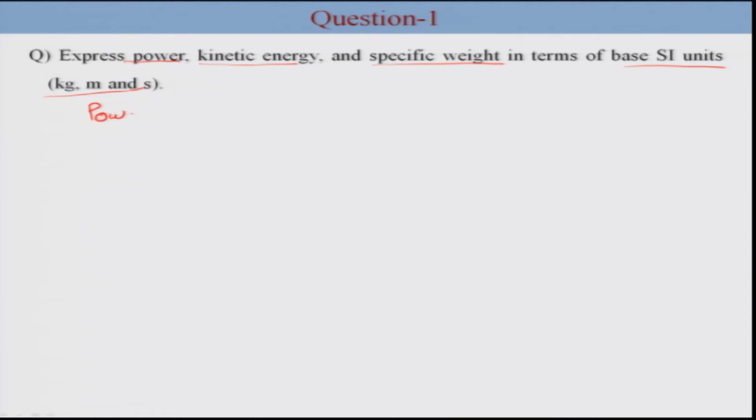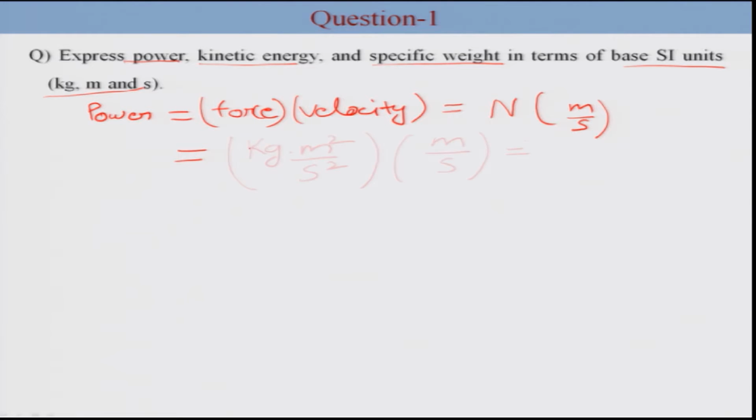So power can be written as force multiplied by velocity. Power can be expressed as unit of force into velocity. Unit of force is Newton and velocity is meter per second. Newton can further be written in terms of SI unit as kg meters per second square, and simplifying this gives kg meter square per second cube as a unit of power.